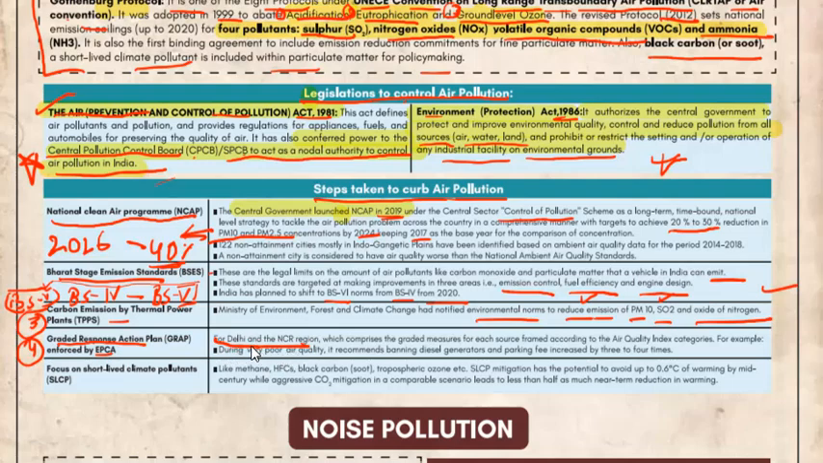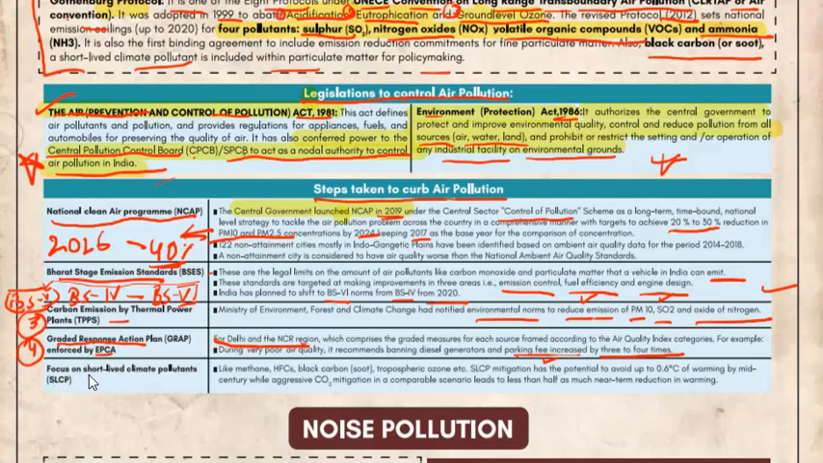For the Delhi and NCR region, it comprises graded measures for each stage framed according to air quality index category. For example, during very poor air quality, it recommends banning diesel generators and increasing parking fees by 3 to 4 times. How will it help? If they increase the parking fee, fewer people will take their vehicles to the road and park. So it is an initiative to curb pollution in Delhi.